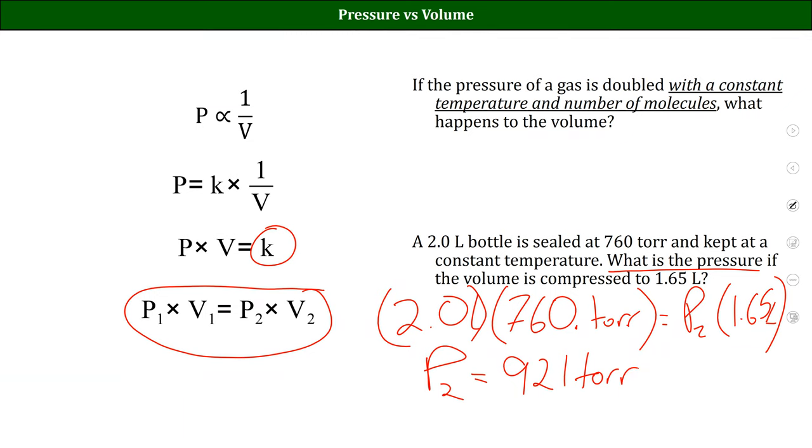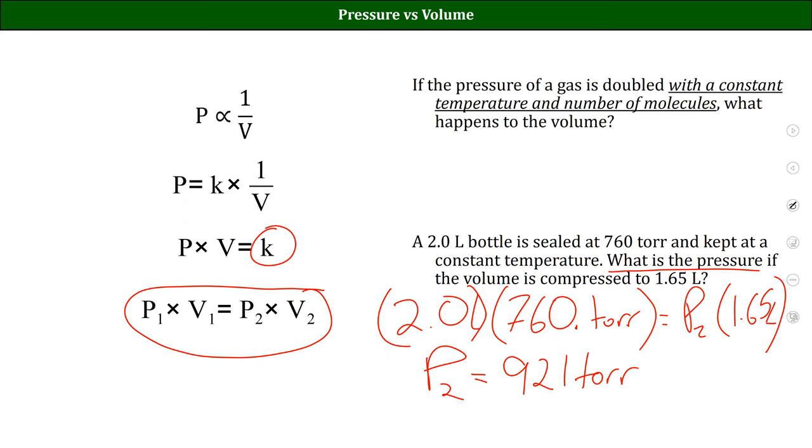So for these simple gas laws, what we're going to find is that it doesn't really matter what pressure units you're in, as long as you're consistent. It doesn't matter what volume units you're in, as long as you're consistent. It would not have changed the math one bit if it was 2 gallons and 1.65 gallons, right? It's still going to be 2 times 760 divided by 1.65, and gallons cancels gallons. As long as you're consistent with these simple gas laws, it doesn't matter in the slightest what units you pick for pressure and volume.